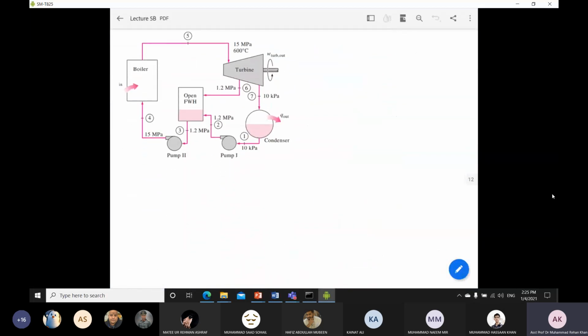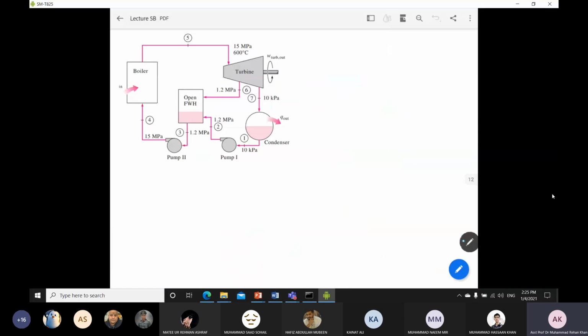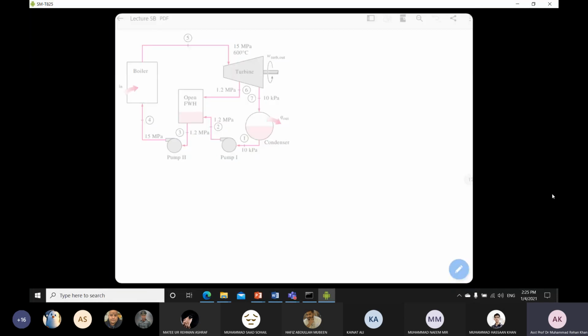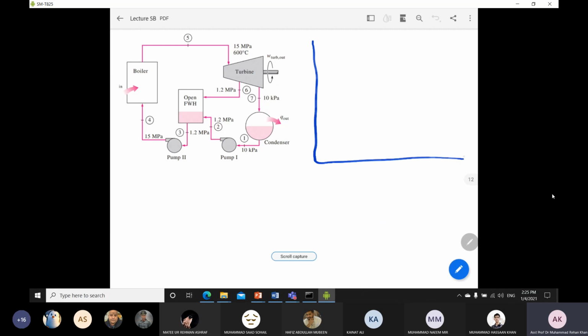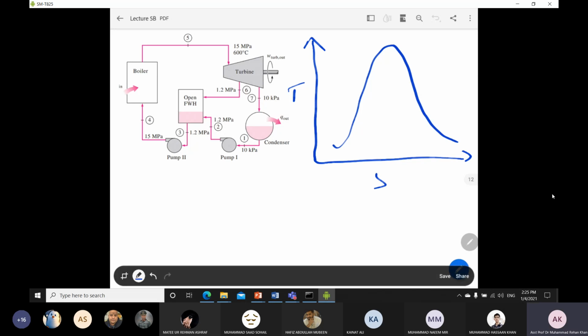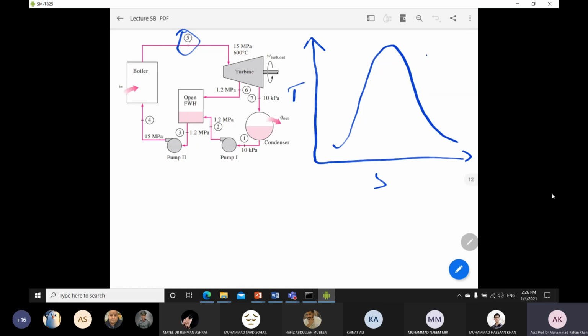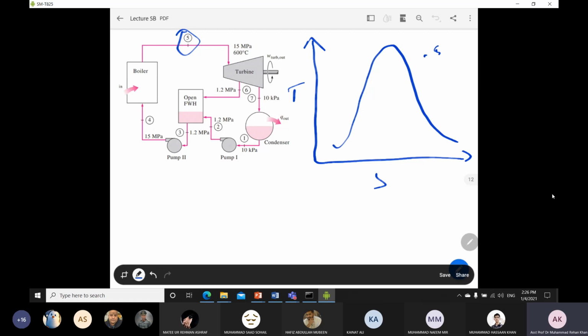Now starting with the solution. First we have to draw the TS diagram, and we will see how to develop it. So again, you have to just draw the TS diagram. This is a vapor dome. Point number 5, we already know, will be a superheated one, so you have to mention point 5 over this area. You can start from anywhere depending on what data is available in your question.